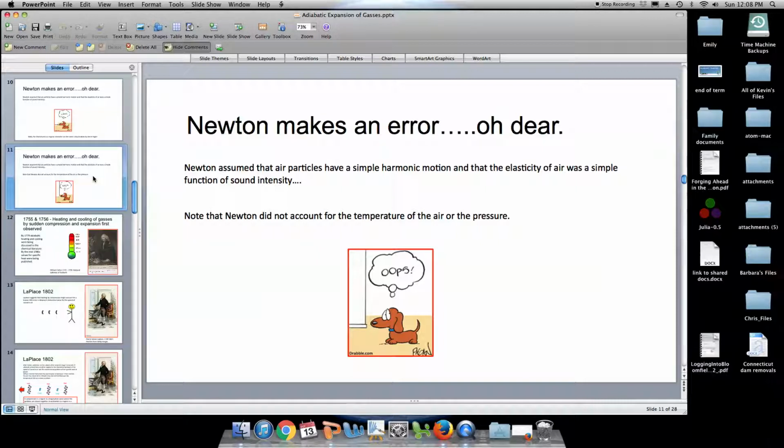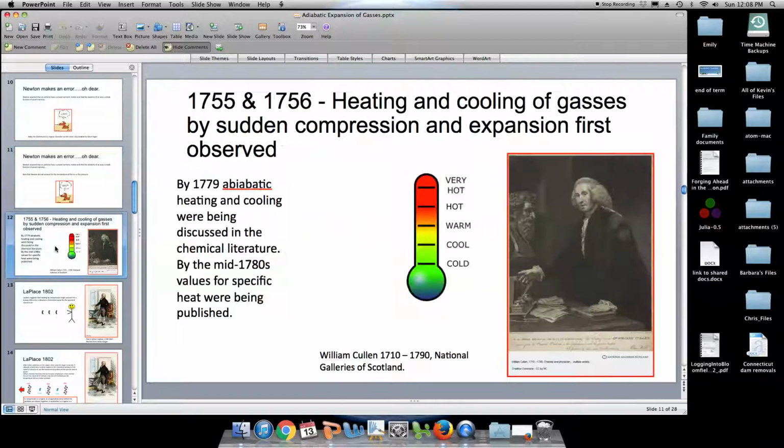Now, wait a minute. I hope you're thinking to yourself, air, a gas, temperature, pressure. Hey, wait a minute. This all has to do with the universal gas law. This all has to do with Boyle's law, right?